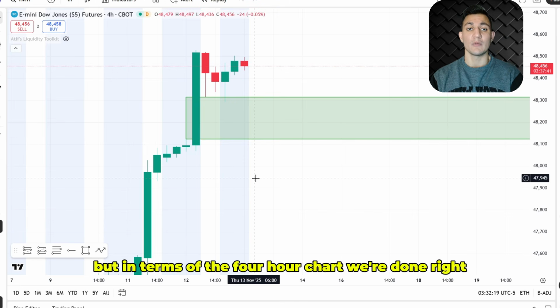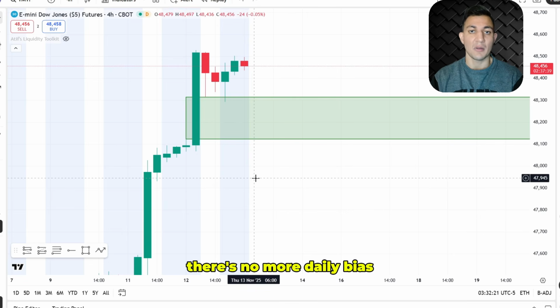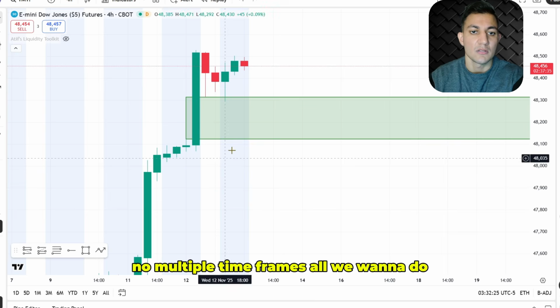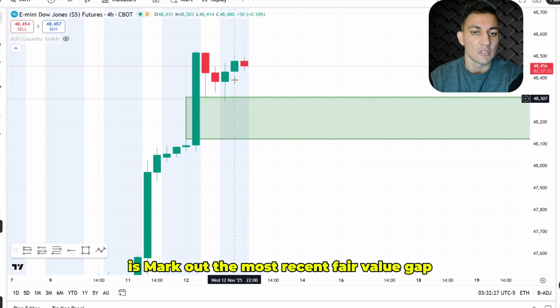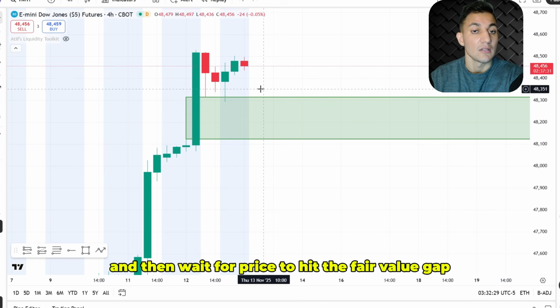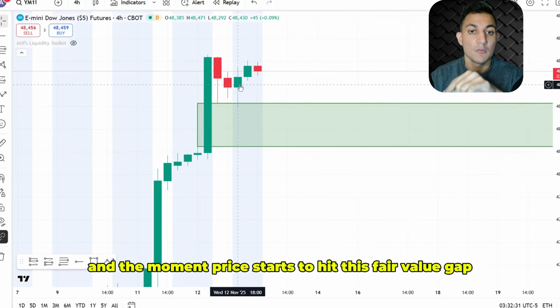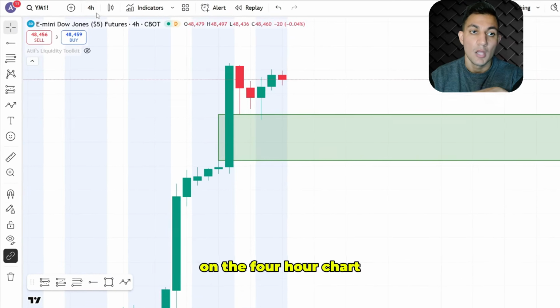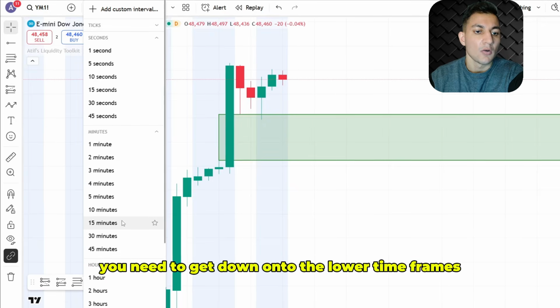But in terms of the 4-hour chart, we're done. There's no more daily bias, no more top-down analysis, no multiple time frames. All we want to do is mark out the most recent fair value gap and then wait for price to hit it. The moment price starts to hit this fair value gap on the 4-hour chart, you're going to get down onto the lower time frames.